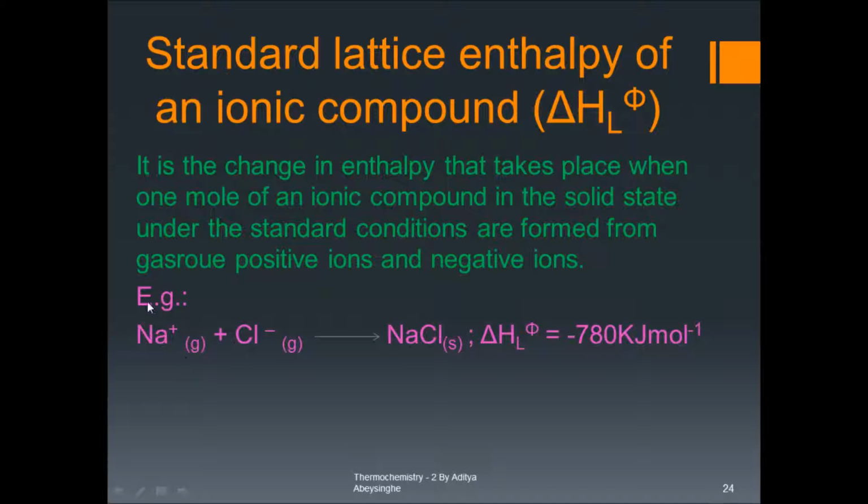Now you know that to form an ionic compound you should have two ions, a cation and an anion. For example, if you take sodium and chlorine, the cation is the sodium plus ion, and the anion is the chlorine minus ion, or the chloride ion. So the sodium plus ion and the chloride ion form sodium chloride. Both of these are in the gaseous state and it forms a solid. The energy for such a reaction has been found to be minus 780, so the energy is given out. It's an exothermic reaction, and it is defined as the change in enthalpy that takes place when 1 mole of an ionic compound in the solid state under standard conditions is formed from gaseous positive ions and negative ions.